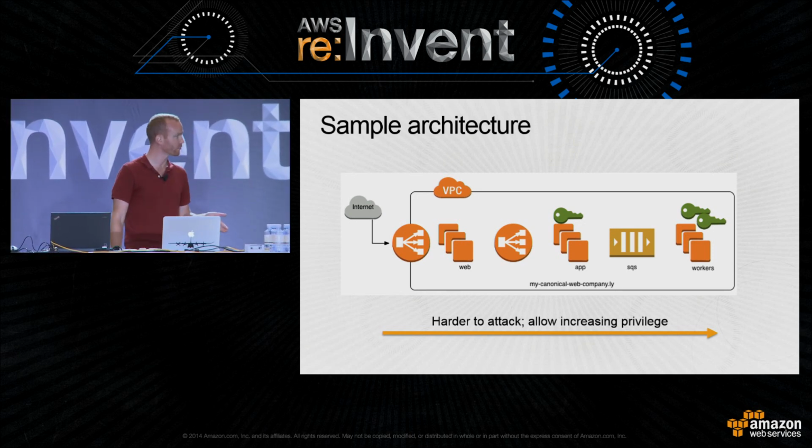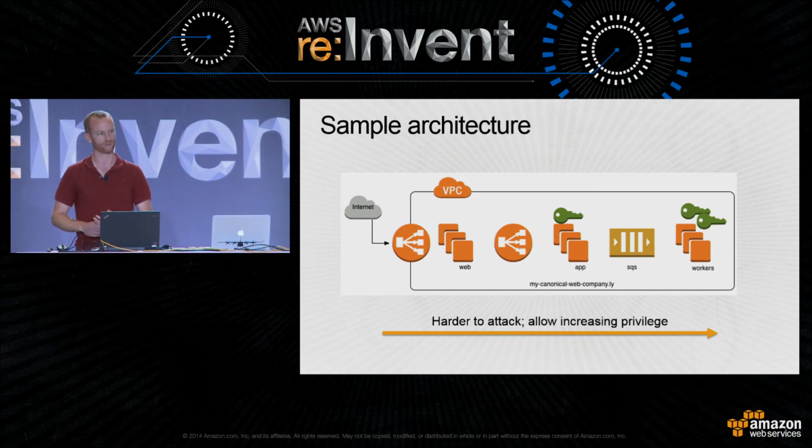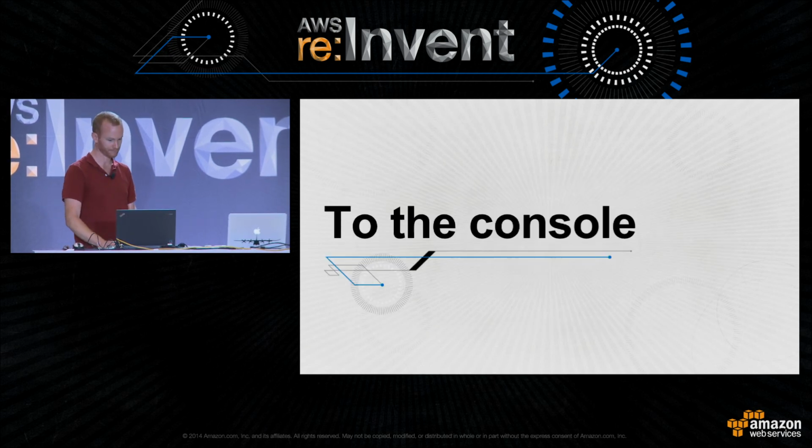The app tier has a little bit more privilege, and then you go behind SQS where you think you've got serialized data. It's going to be really hard for an attacker to do fun things behind a queue. The workers then get all of the privilege.